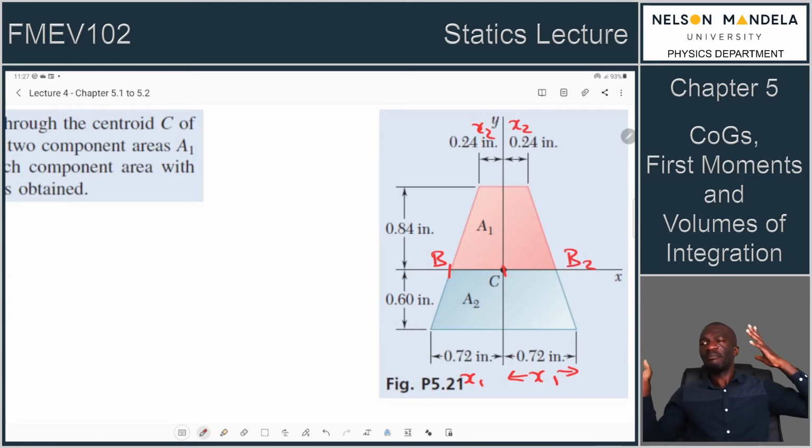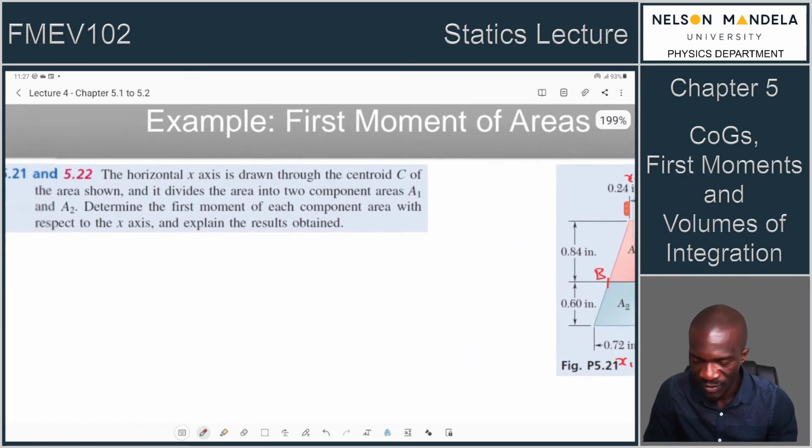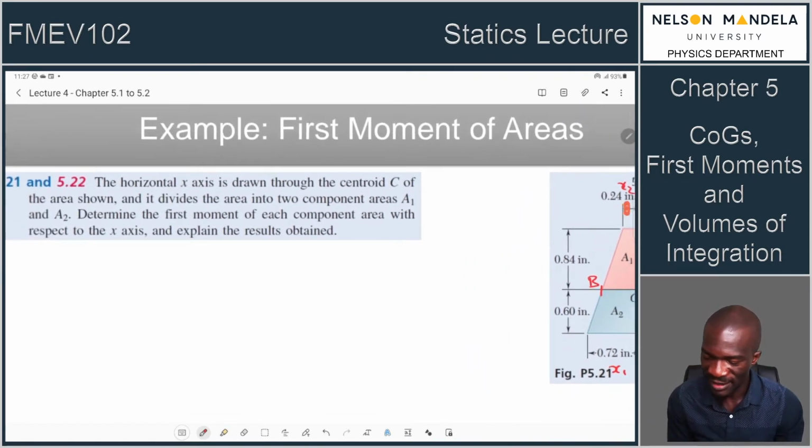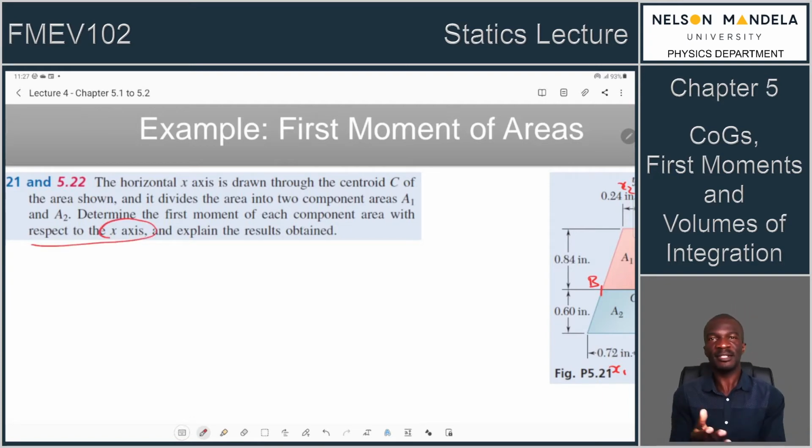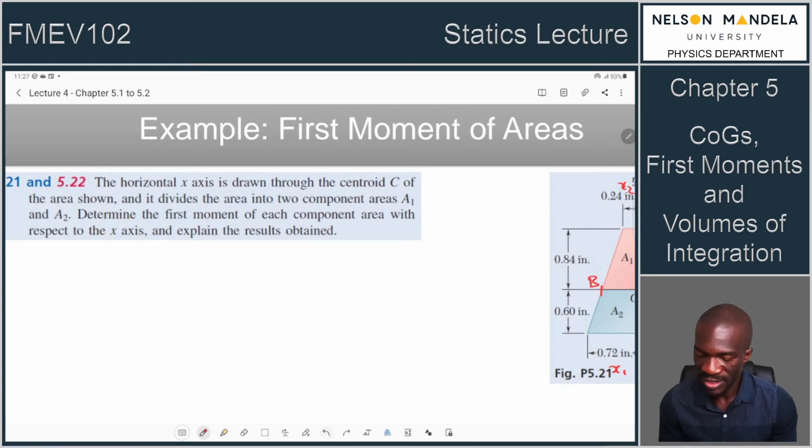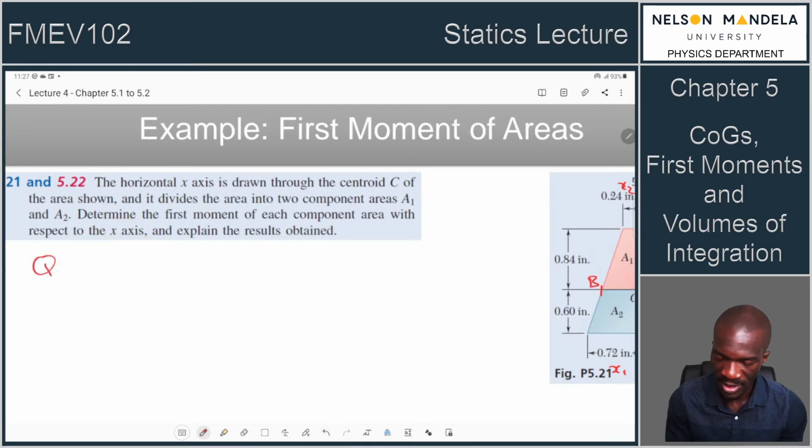So by inspection, you can tell that this object has a line of symmetry. The y-axis of this object is a line of symmetry. Its centroid must actually be located on that axis. This is why they're asking us to find the first moment of each component area with respect to the x-axis. Because with respect to the y-axis, the first moments should add up to 0. So with respect to the x-axis, the first moments about the x-axis would be y bar A, which is equal to what?